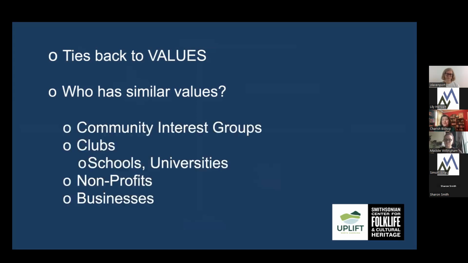So this might be community interest groups, such as neighborhood groups, like neighborhood gardening groups or neighborhood cooking groups or whatnot. Clubs at schools, at universities. Other nonprofits, other businesses. And I'm going to point out here that everyone in this session, you all kind of put out who you are or where you're from.